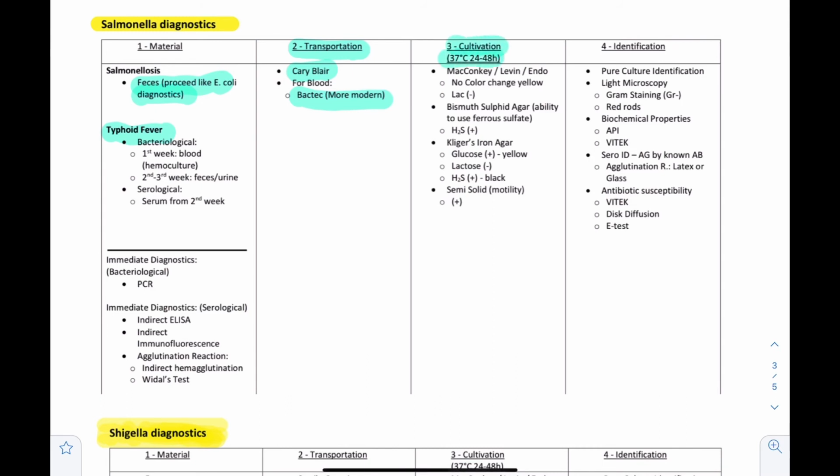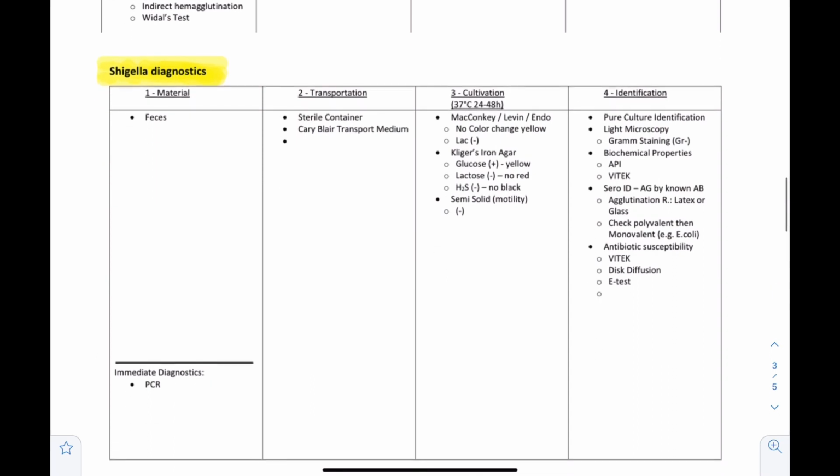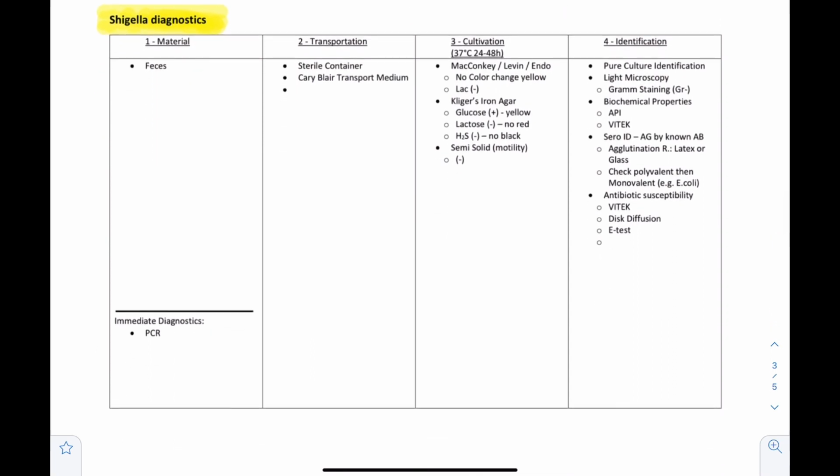These are mostly the same thing, because Salmonella and Shigella come under the Enterobacteriaceae. And there is the identification, the same process again, the same thing. Just one thing is important: Salmonella doesn't ferment lactose. And we need to proceed like E. coli diagnostics, because as I've said again, these are more or less the same.